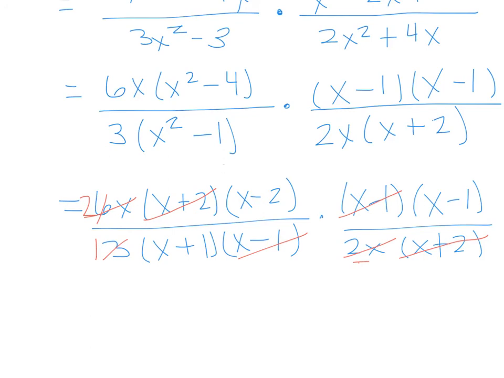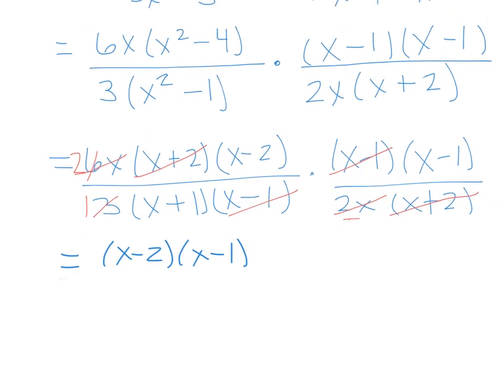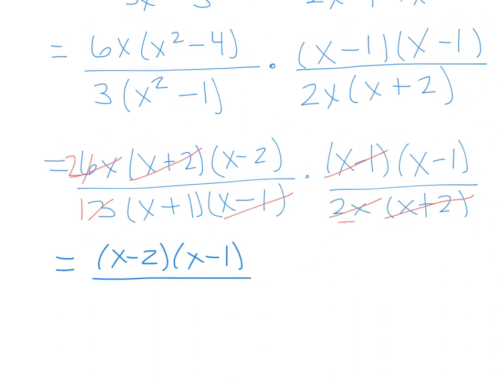Let's write down what we have left. So we're going to have equals x minus 2 times x minus 1 over, in the denominators, from the first rational expression, we've got an x plus 1, and we canceled everything out in the other rational expression, so that actually just leaves us with a 1. And so we have x minus 2 times x minus 1 over x plus 1.